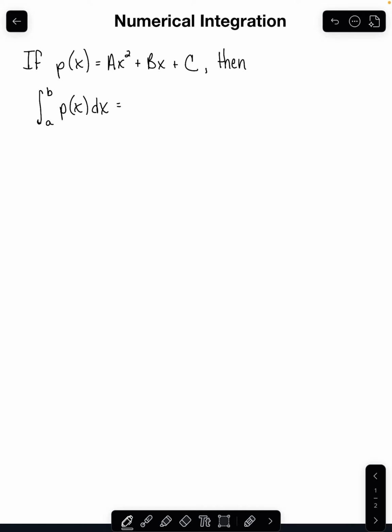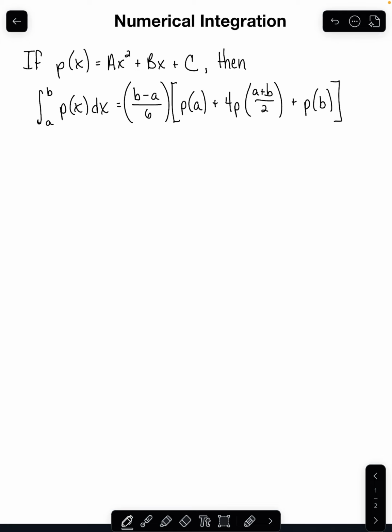Now, in order to do this, we need to establish some algebra first. It is necessary to show that for any second degree polynomial function, which would be defined as big A times x squared plus big B times x plus big C, the integral from little a to little b of this polynomial is actually going to be equal to the width of the interval divided by 6 times the polynomial evaluated at the left endpoint plus 4 times the polynomial evaluated at the midpoint of the interval plus the polynomial evaluated at the right endpoint of the interval.